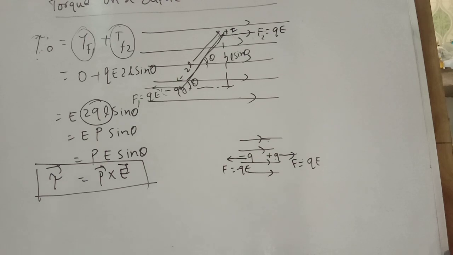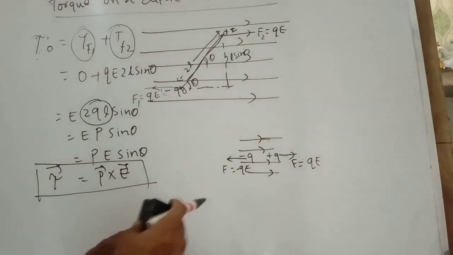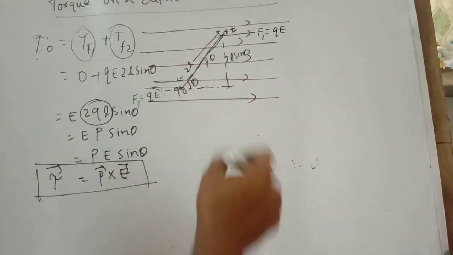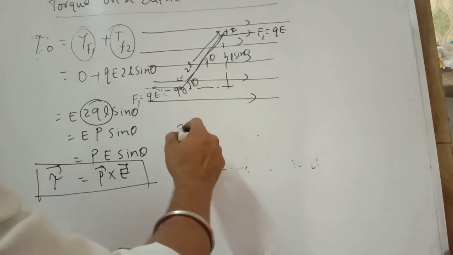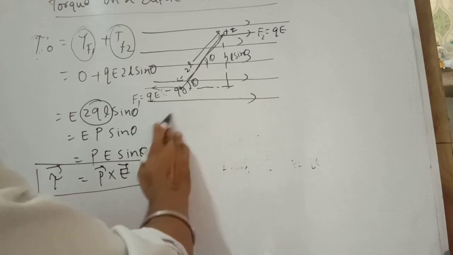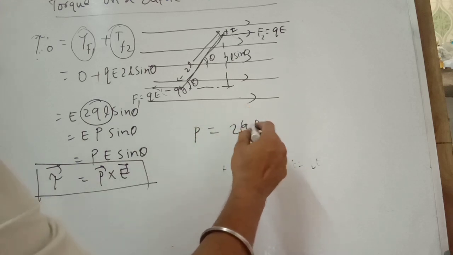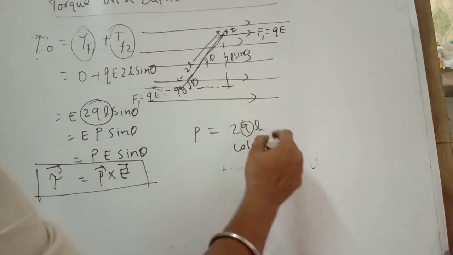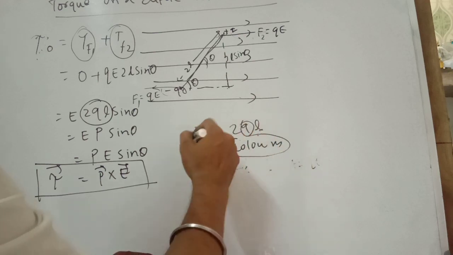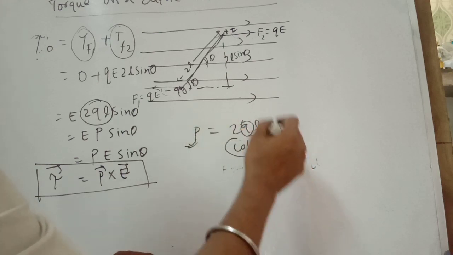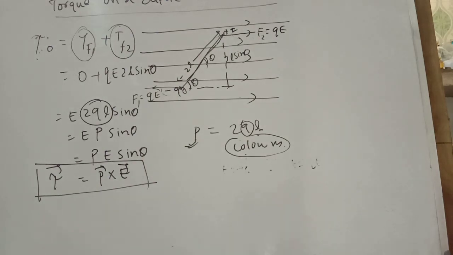Now what is the unit of dipole moment? You already know the unit. The electric dipole moment is 2qL, so it is coulomb and meter. So the SI unit of electric dipole moment is coulomb meter. Okay.